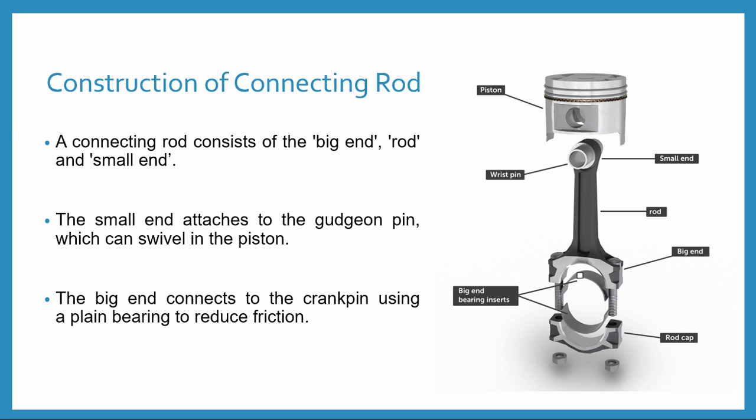When the big end and the rod cap are assembled, some kind of bearing is used inside, with one half portion on the big end side and the other half portion on the rod cap side. Both these parts, the big end section and the rod cap section, are tightened with the help of the rod bolt and the rod nut. So this is the basic construction of the connecting rod.